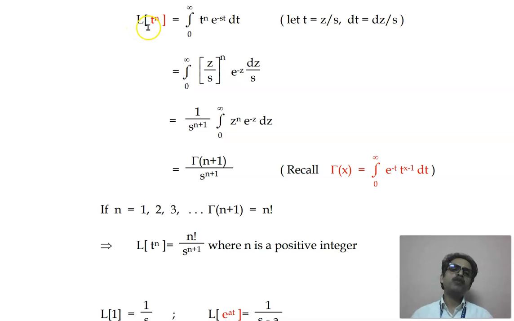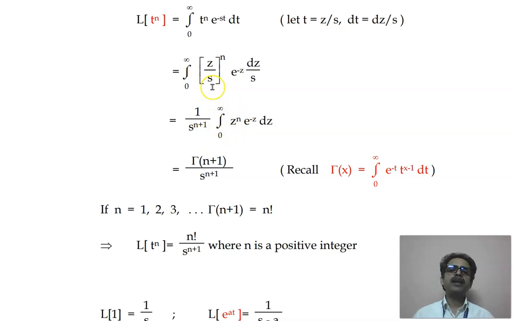Let's now find the Laplace transform of t raised to n. Here n is a number, right? And in between we may get certain conditions on n also. So let's find Laplace of t raised to n. If you apply the basic definition of Laplace transform, it is the integral from 0 to infinity t raised to n e raised to minus st dt. Further we put t as z upon s. That means we are converting the variable t to z. Okay, s is a constant here. So dt becomes dz upon s, and this integral becomes like this.